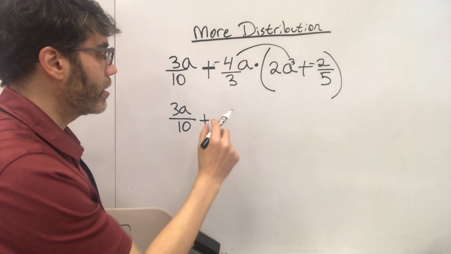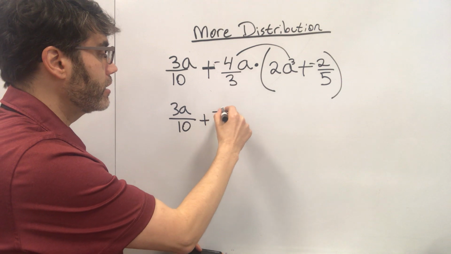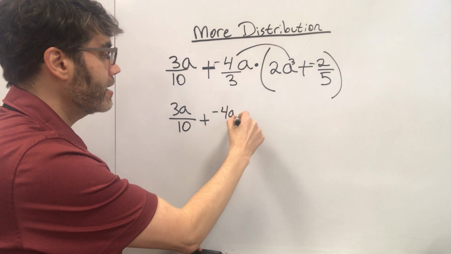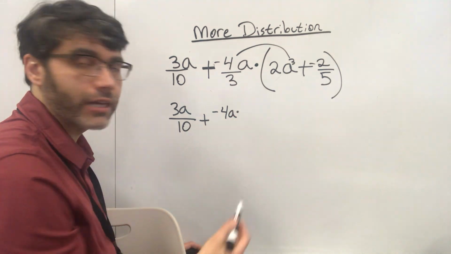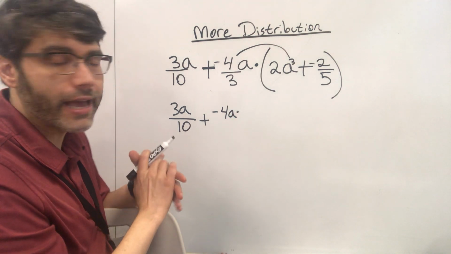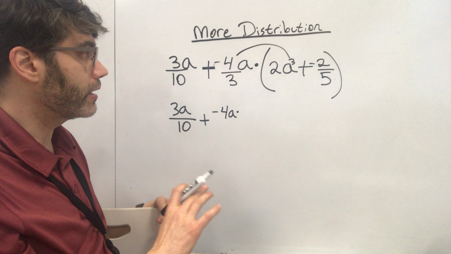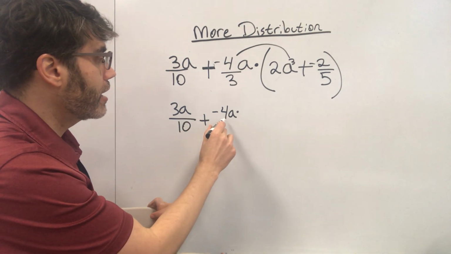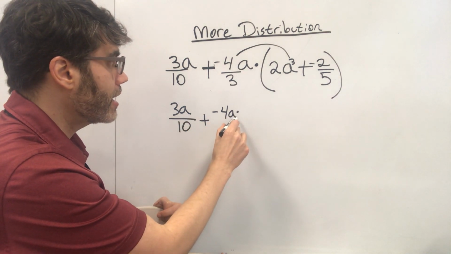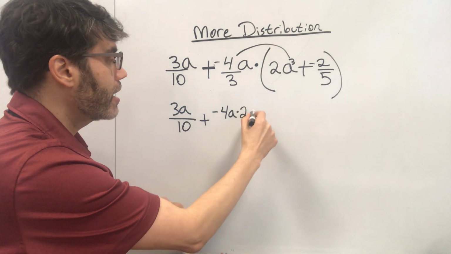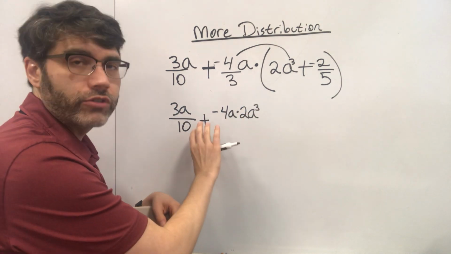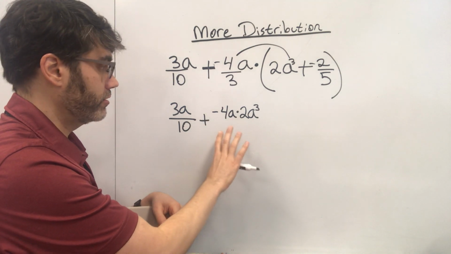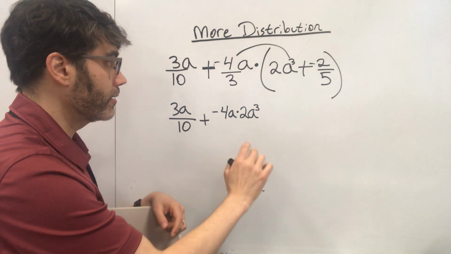Okay, so why don't I just write this? It'll be negative 4a. If you want to put in the little dots for multiplication, feel free to, but again, you don't have to because it's implied. So negative 4 times a times 2 times a cubed. Okay, we can do more with that, but let's just leave it for a second right there.